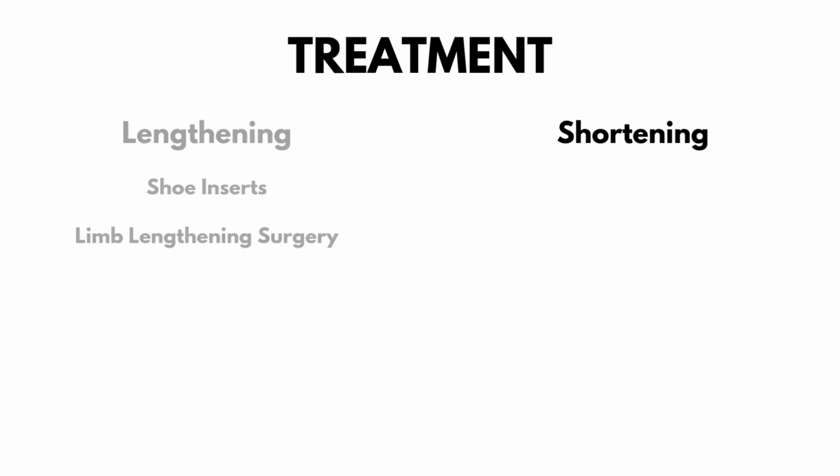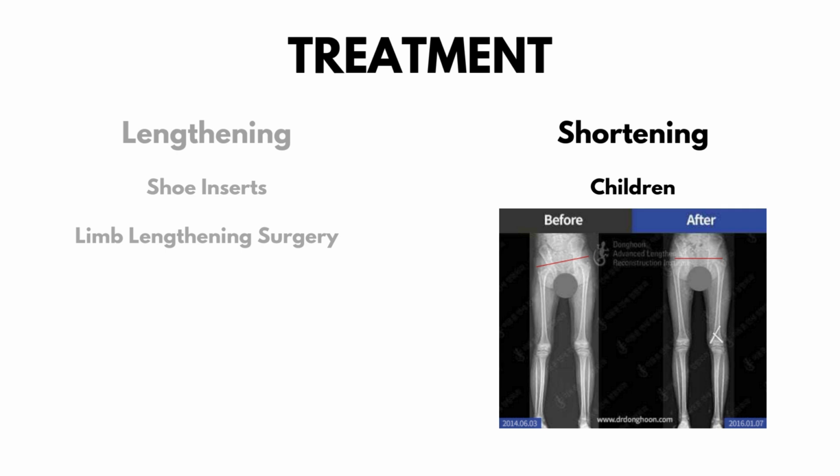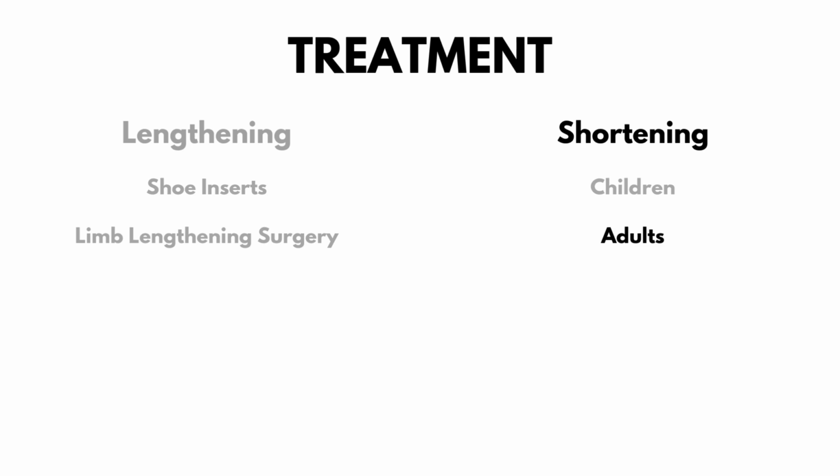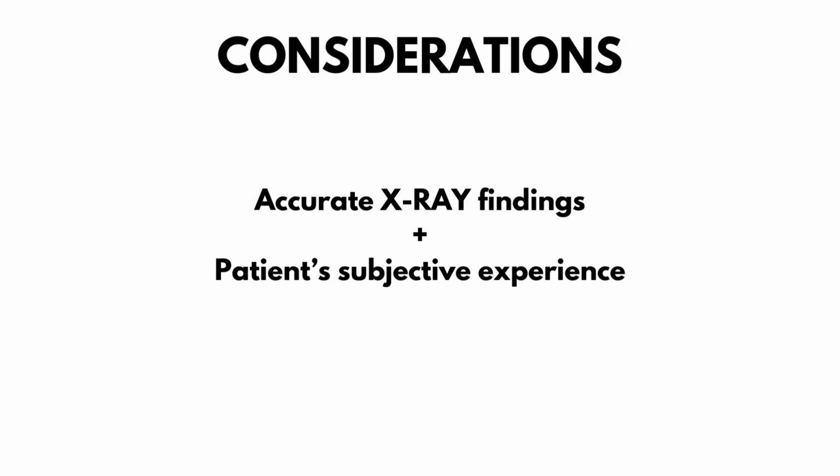Shortening the longer limb. For patients with open growth plates, a procedure can be done to delay the growth of the longer leg by holding the growth plate for a while. For adults, a more complex surgical intervention involves resecting a portion of the bone to equalize limb length. Treatment decisions should be guided by both accurate X-ray findings and the patient's subjective experience.